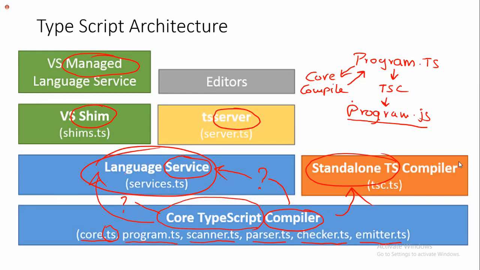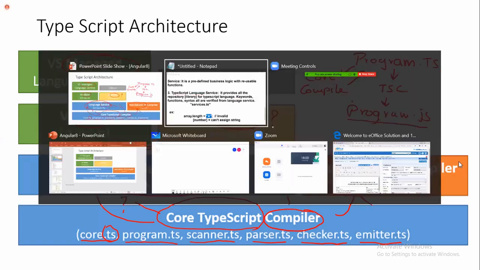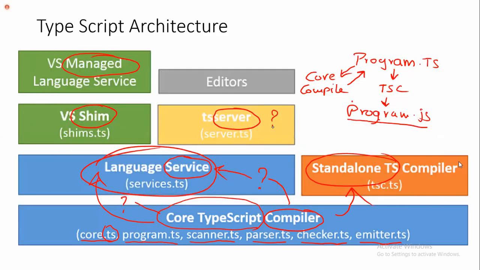Hope everyone is clear about these 3 points: core compiler, standalone compiler, and language service. Now, another important component in TypeScript is the TS server. Now tell me, what is the purpose of a server? What do you know about a server?